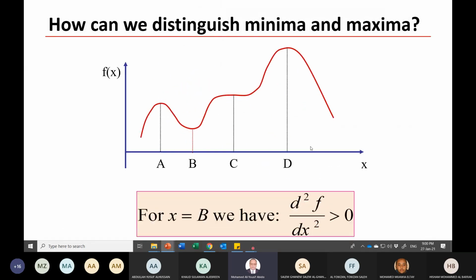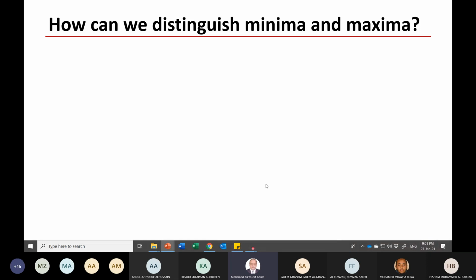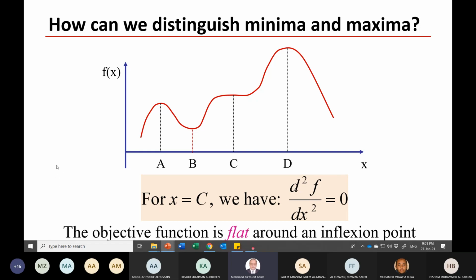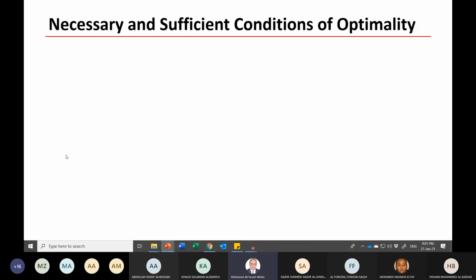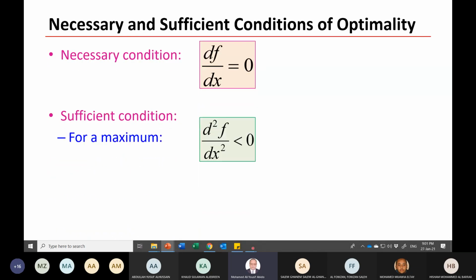Yes, at point B, the second derivative is greater than 0, so this is the minimum point. And at point C, the second derivative equal to 0, and this is the inflection point. Now the function is flat around point C. Any question? I think these are very simple concepts: the necessary condition and the sufficient condition for this.